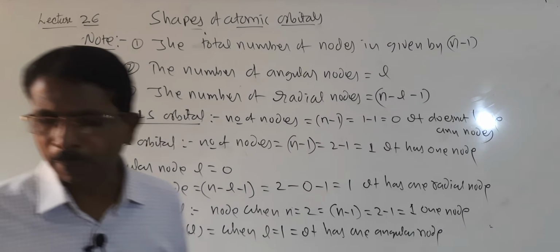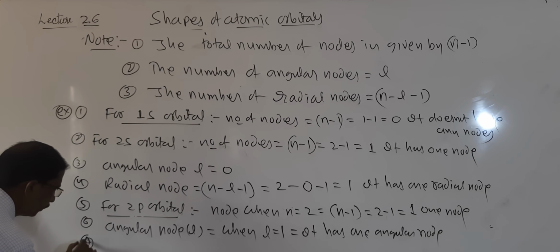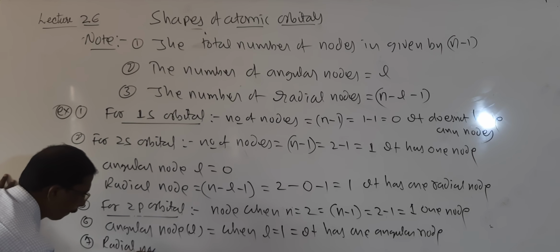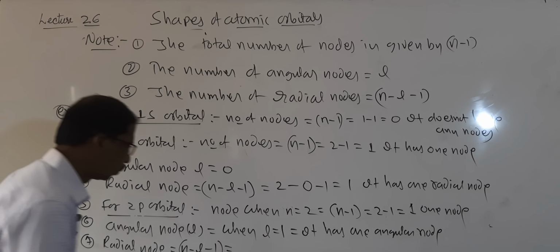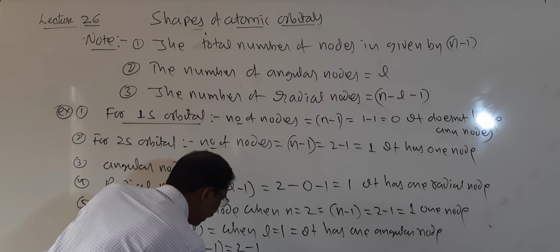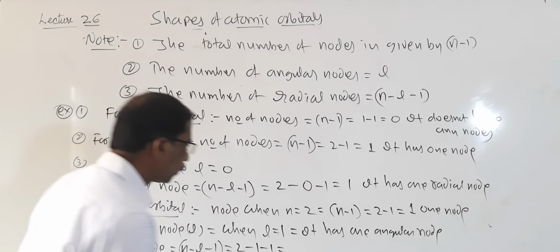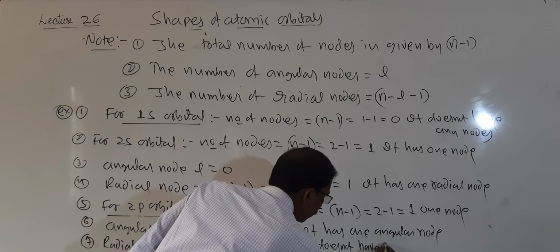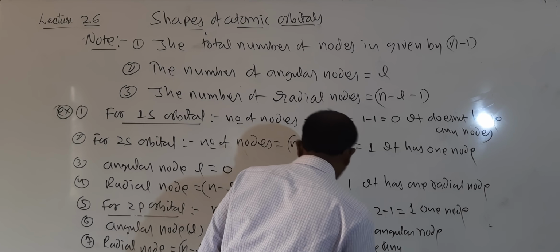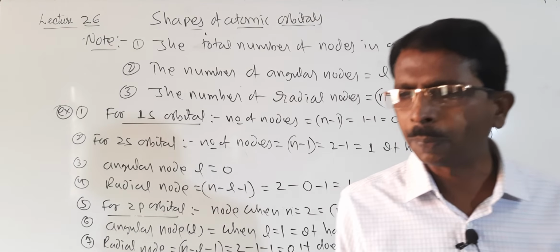Then what about the radial node? It is very easy. Radial node is n minus L minus 1, which is n equal to 2 minus L equal to 1 minus 1. What happens students? It is 0. It does not have any radial node.